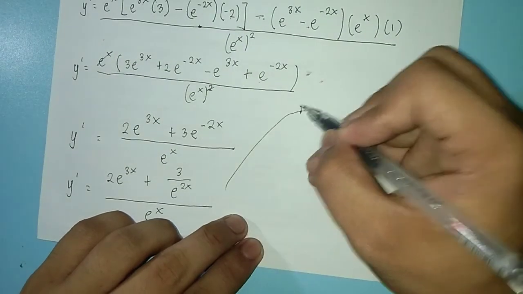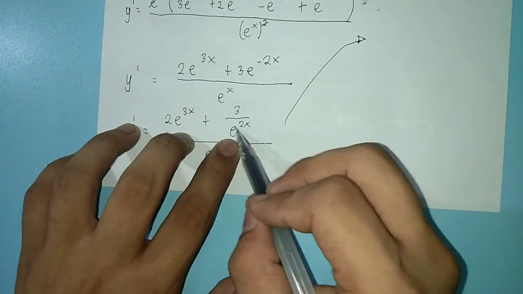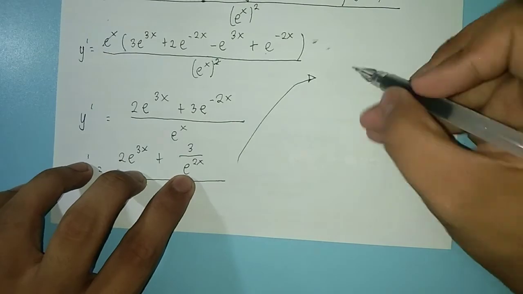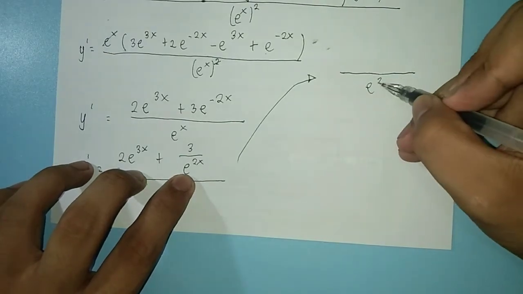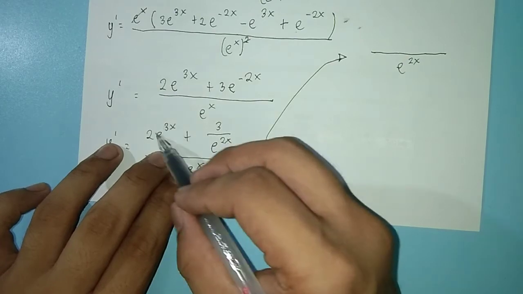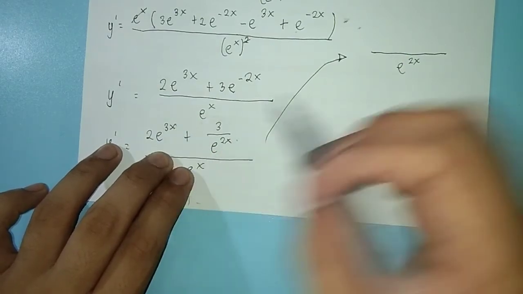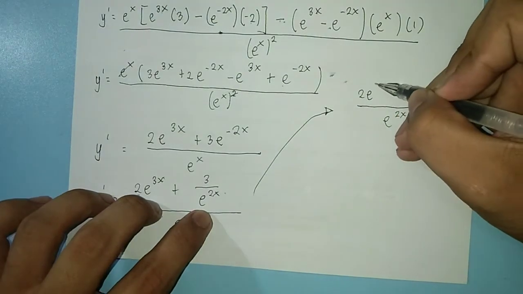Tuloy natin dito. So simplify pa natin to. So ano magiging LCD? E raised to 2x. Tapos multiply natin both sides by e raised to 2x. So dito magiging 2 e raised to, mag-a-add yung exponent, magiging 5x. So 2 e raised to 5x.